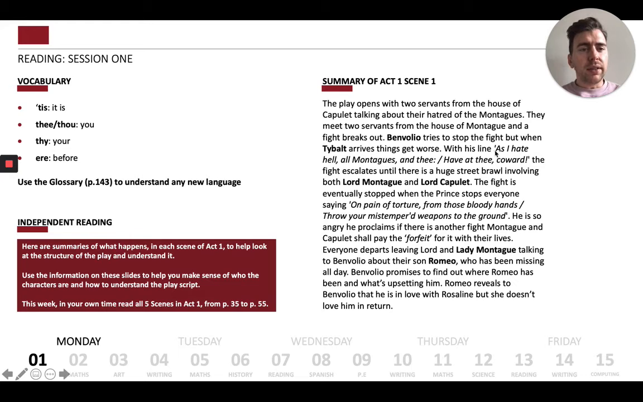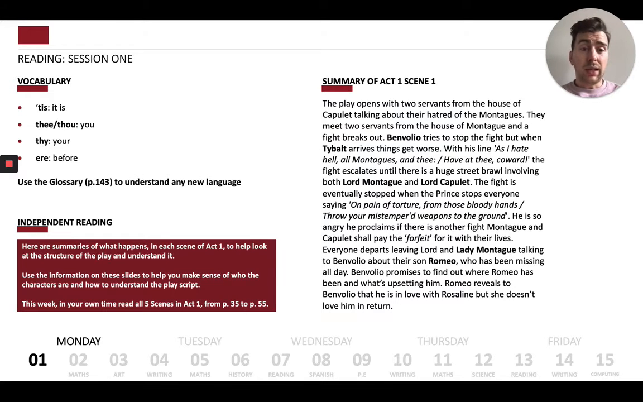Tybalt has a line and he says, "As I hate hell, all Montagues, and thee. Have at thee, coward." The fight escalates until there is a huge street brawl involving both Lord Montague and Lord Capulet. The fight is eventually stopped when the prince stops everyone, saying, "On pain of torture from these bloody hands, throw your mistempered weapons to the ground." He's so angry, he proclaims that if there is another fight, Montague and Capulet, that's what we call the lords, shall pay the forfeit for it with their lives.